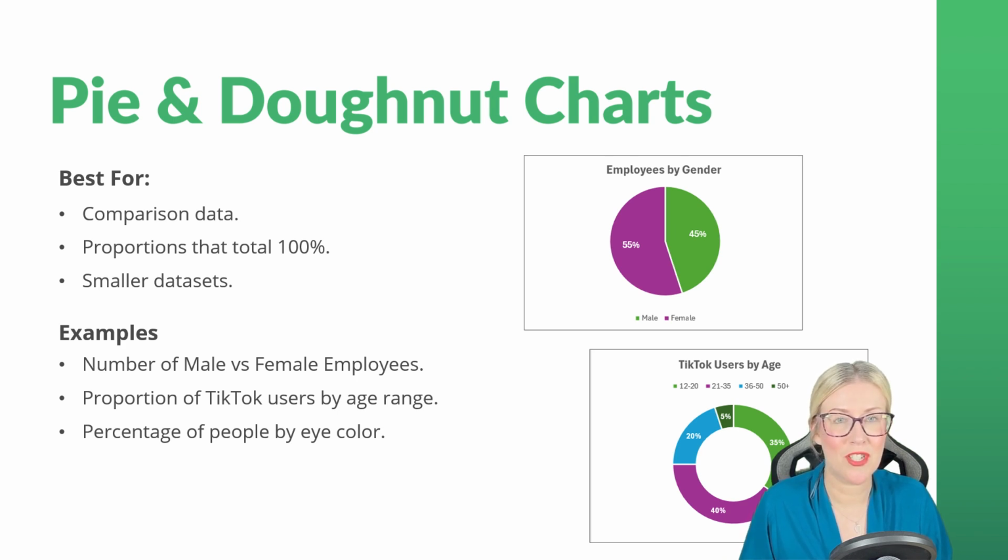Or maybe we want to show the proportion of TikTok users by age. So maybe we have a set of 4 or 5 age ranges. Those would be perfectly fine to display in a pie or donut chart as well. Or even something like the percentage of people with specific eye colours. So brown, blue, hazel and green. There we only have 4 data points.